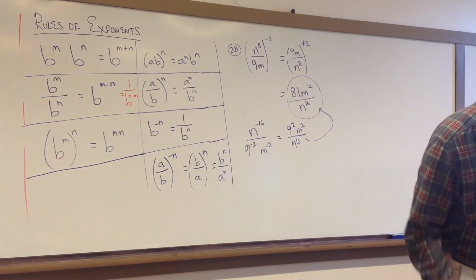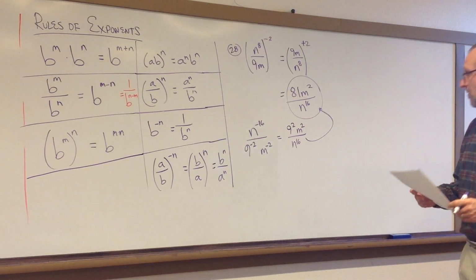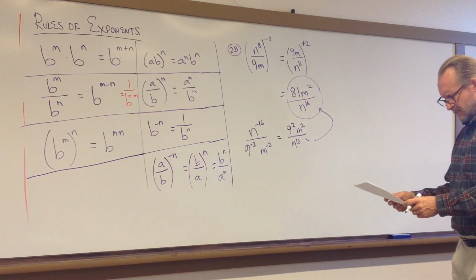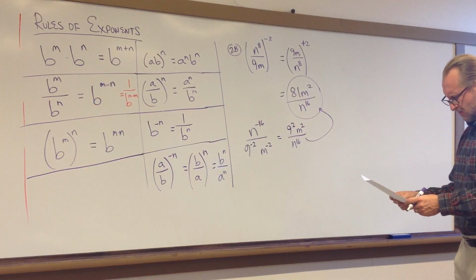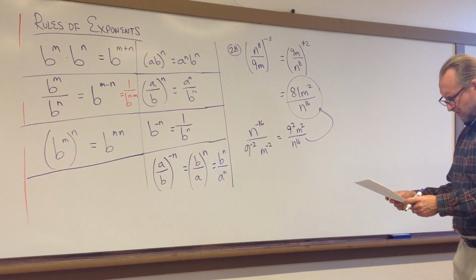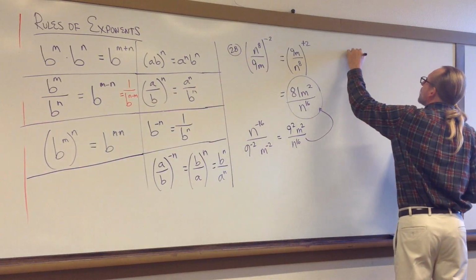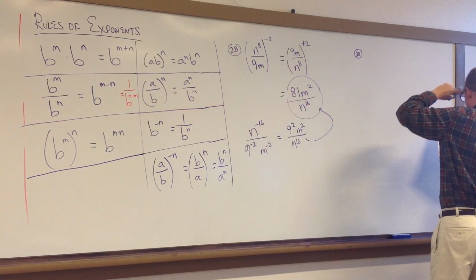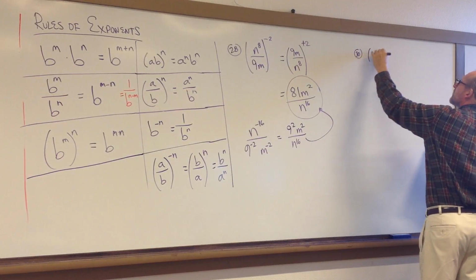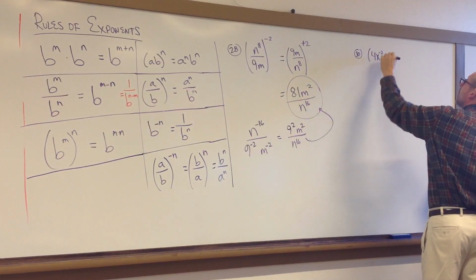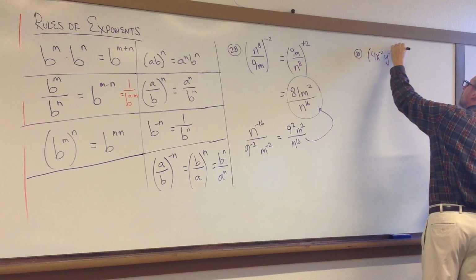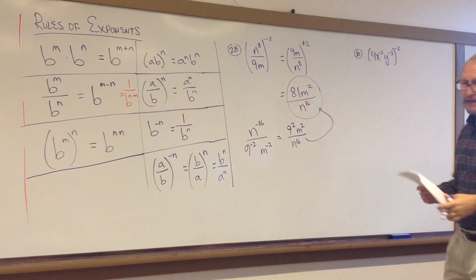Okay, let's see here. 28. What do we want to do? All right, we've got three more problems here. Problem 30. We've got 4x to the minus 2, y to the minus 3, all being raised to the negative 2 power.